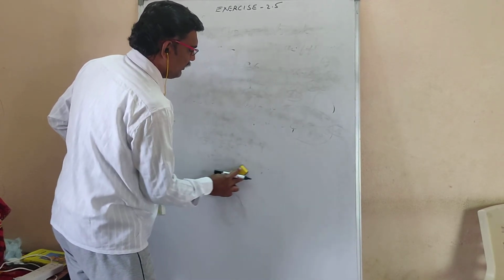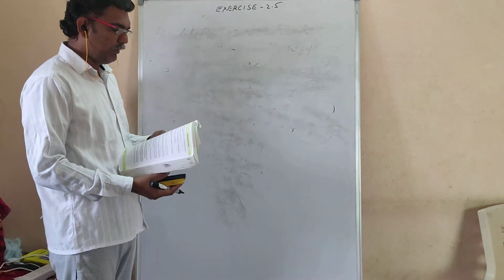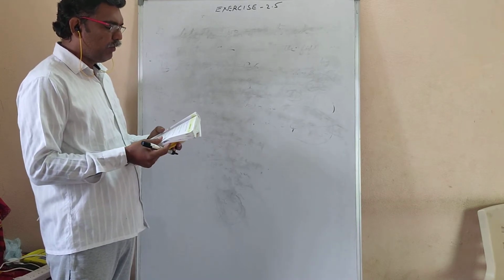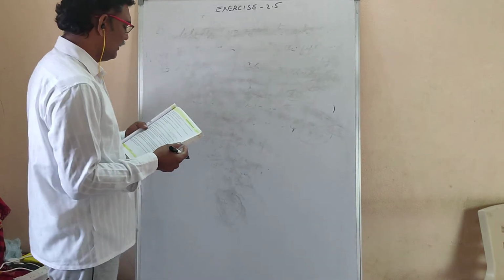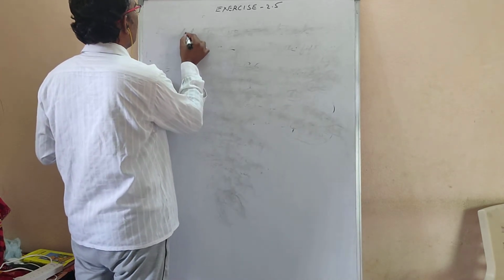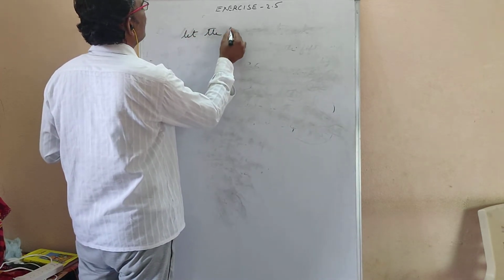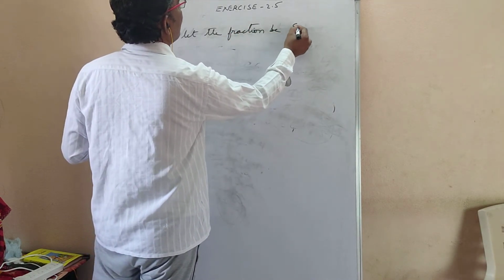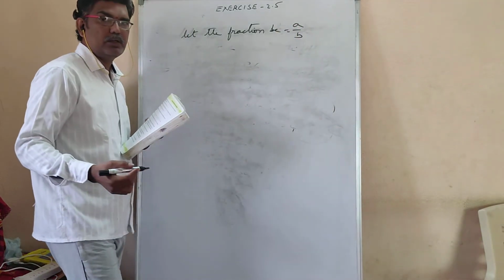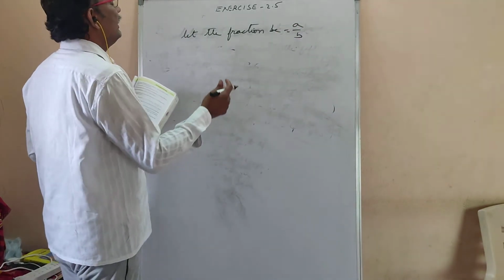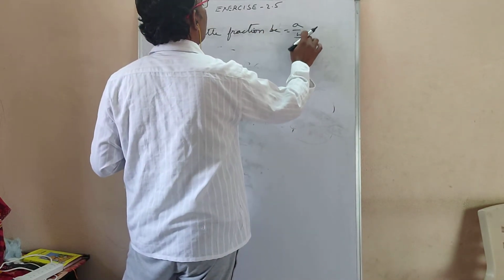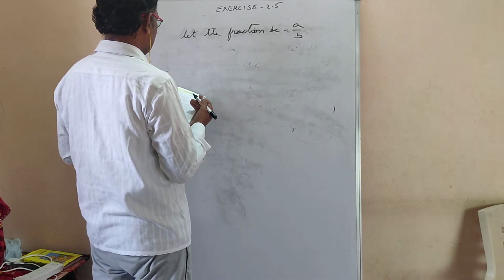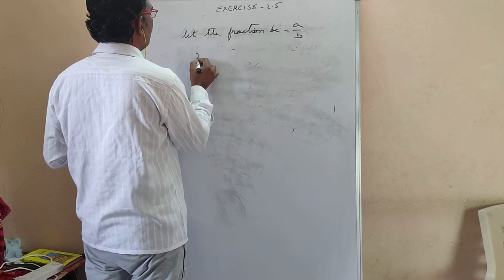Once read the fourth problem here. The fourth problem is: the numerator of a fraction is 4 less than the denominator. See, let the fraction be a by b. Fractions will be like a by b only, right? A by b is a fraction. He gave the difference or relation between a and b. So what is given here? The numerator is 4 less than the denominator.